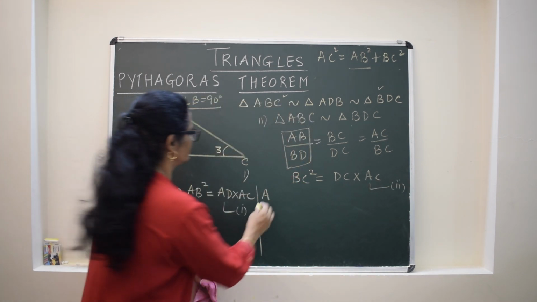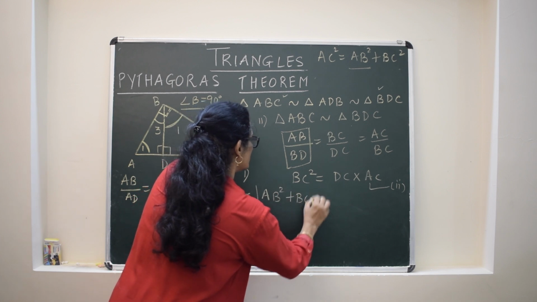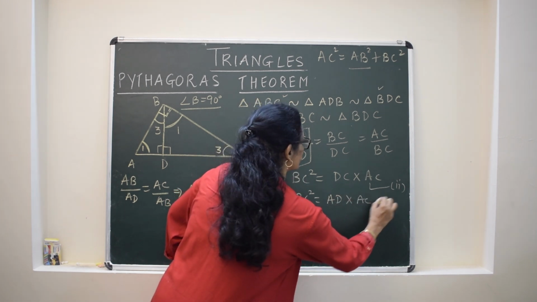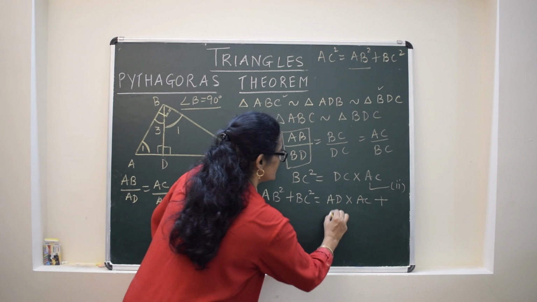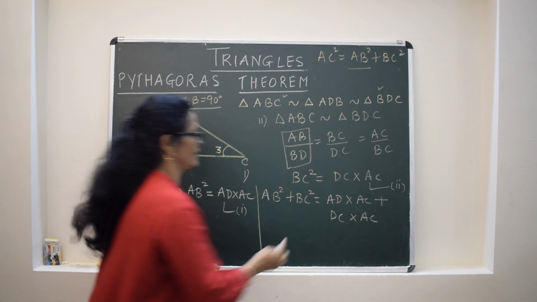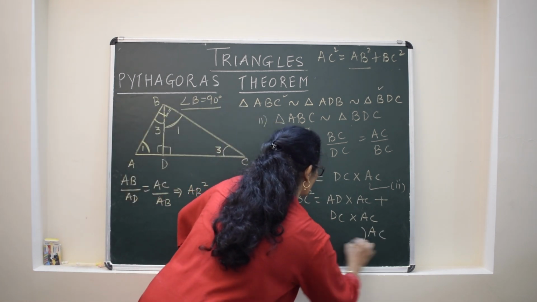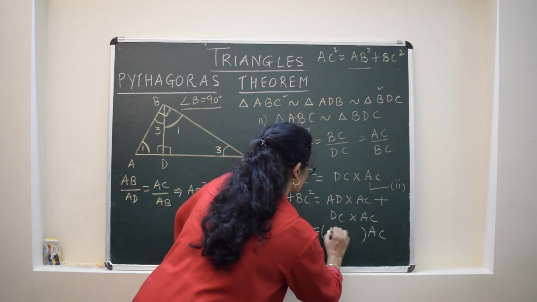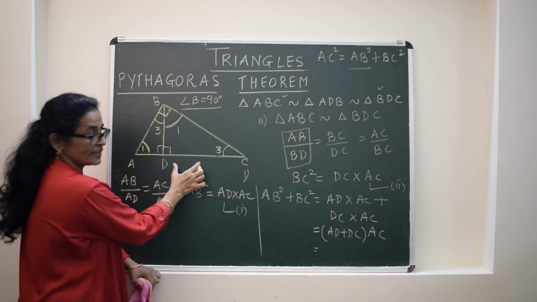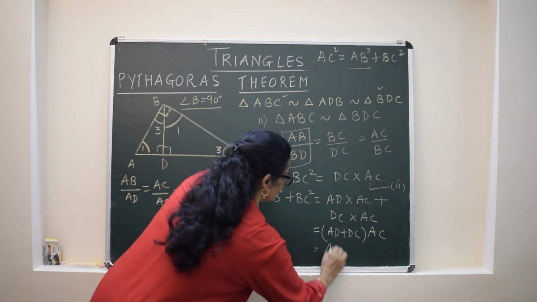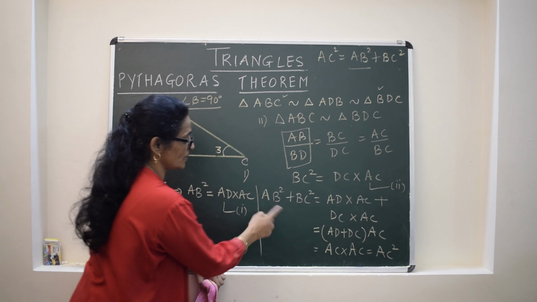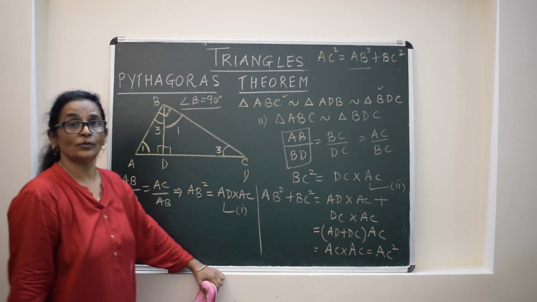So by 1 and 2, add AB square plus BC square. Now the value of AB square is AD into AC, plus the value of BC square is BC into AC. Now from these two, what is common? AC. What is left out? AD plus DC. Now come back. AD plus DC is equal to AC. So what have we got? AB square plus BC square is equal to AC square.